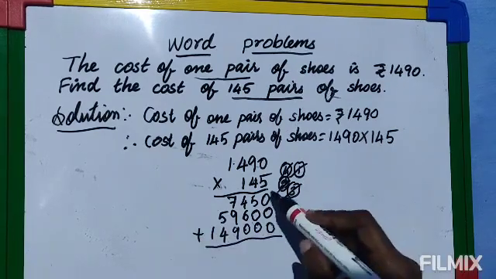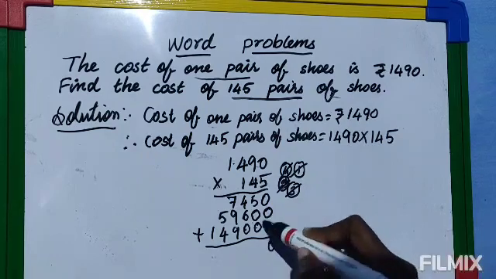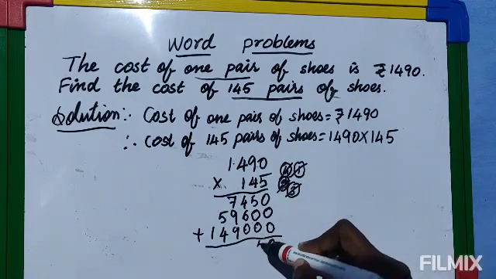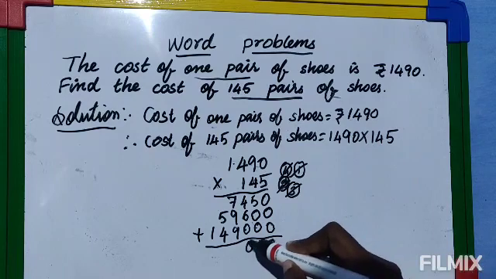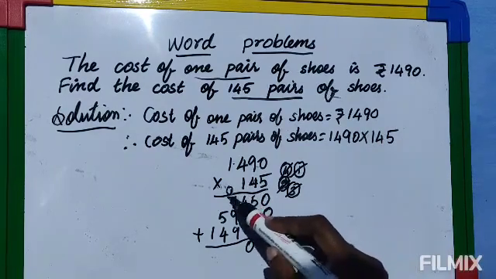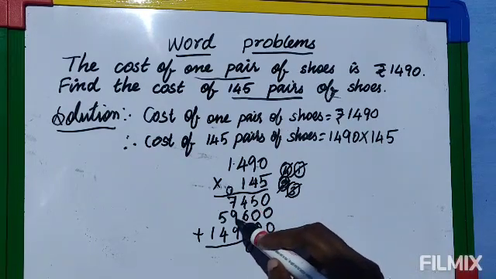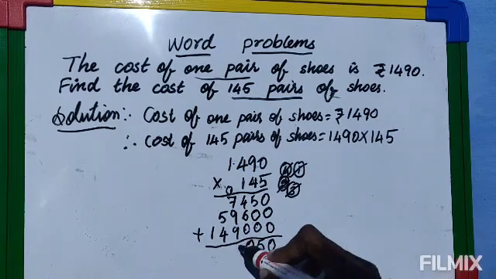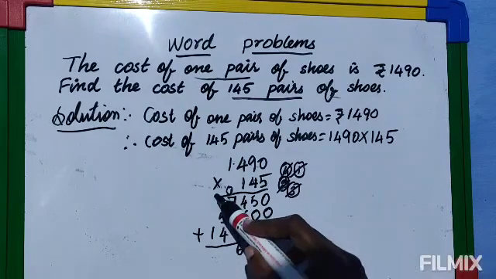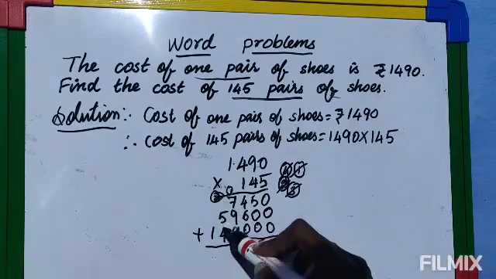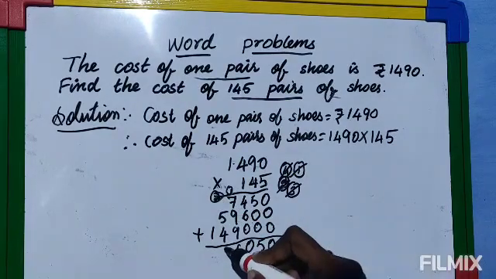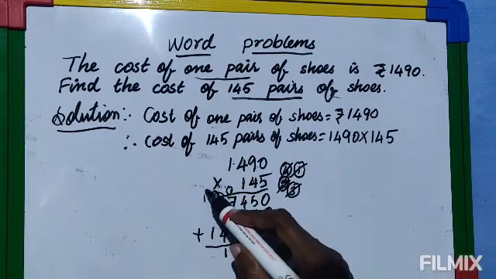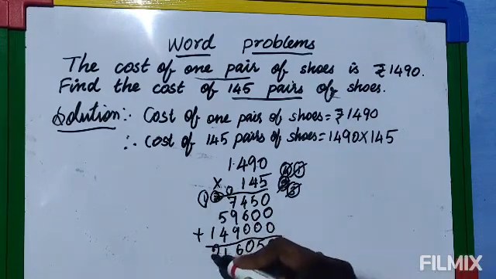Now let's add it. Now 0. 5 plus 0 plus 0, 5. 4 plus 6, 10. 1 carry over here. 1 plus 8, 1 plus 7, 8. 8 plus 9, 17. 17 plus 9, 26. So 6 you write here, 2 carry here. 2 plus 5, 7. 7 plus 4, 11. So 1 you write here, 1 you carry here, 1 plus 1, 2.